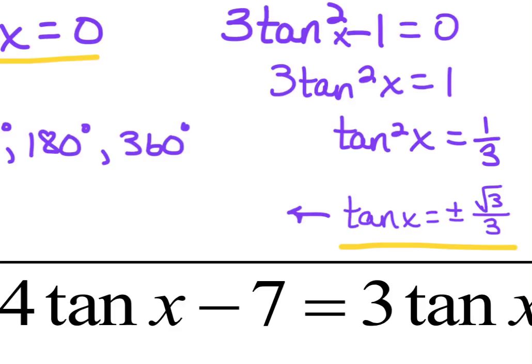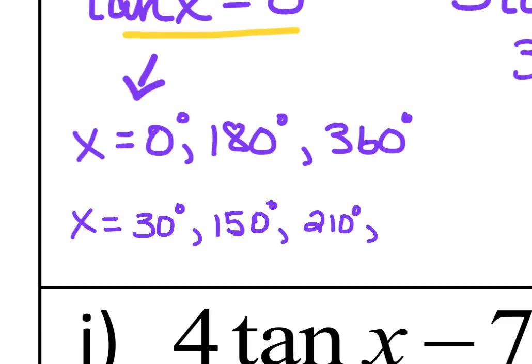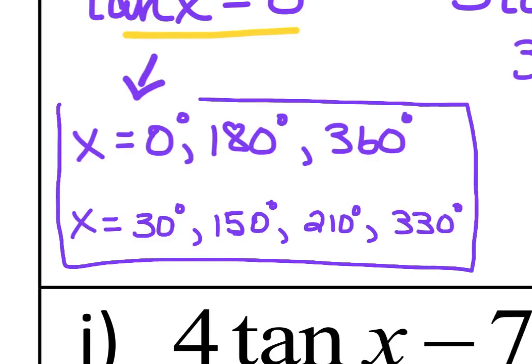In the first quadrant, tangent of 30 equals radical 3/3. And so I'm going to have 4 answers for that because of the plus and minus. So I'm going to have 30 degrees, 150 degrees, 210 degrees, and 330 degrees. So yes, this problem has 7 answers.